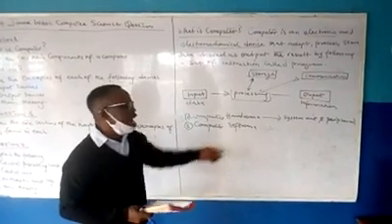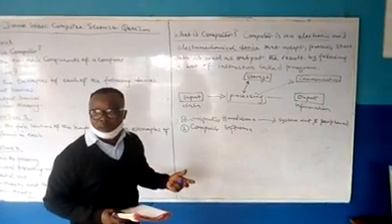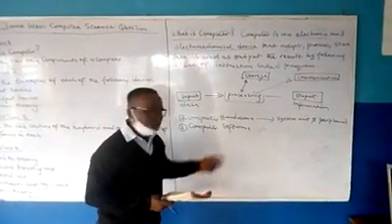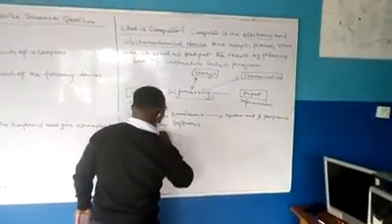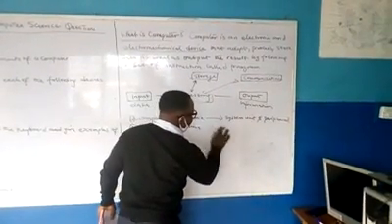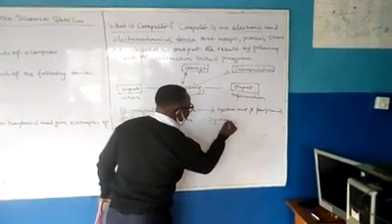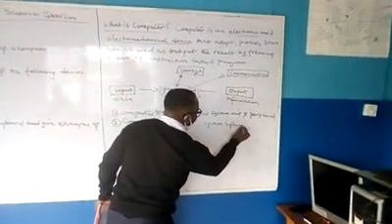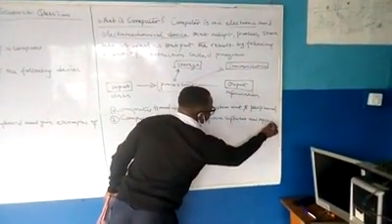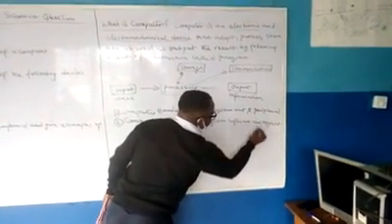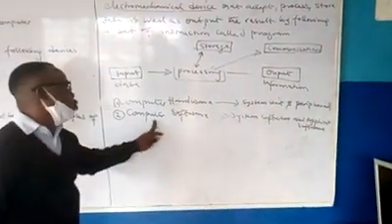The software is what we cannot touch or feel. Those are the programs inside the computer. Now, computer software is made up of two parts: system software and application software. These are the two main parts of computer software.